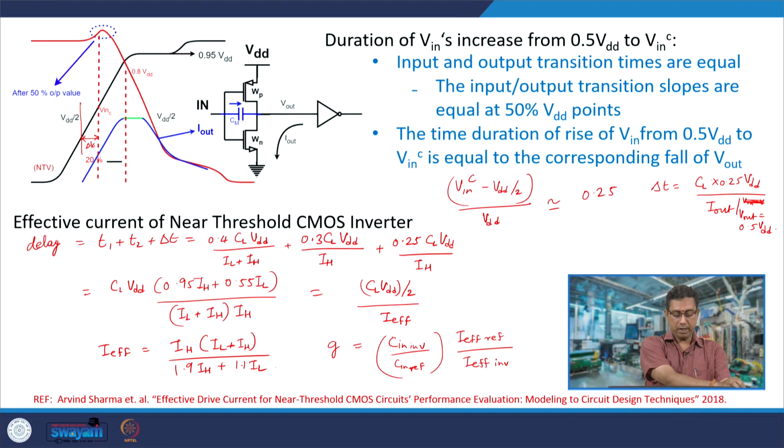In the previous lecture we discussed the effective current model of a near threshold voltage inverter, and we said that from the effective current model we can get the logical effort of an inverter with respect to a template inverter in the near threshold voltage regime. We will continue this approach for a 2 input NAND gate and then comprehensively discuss the logical effort.